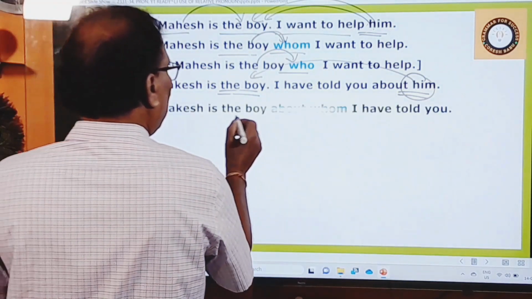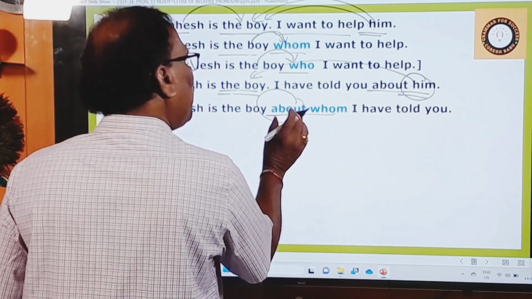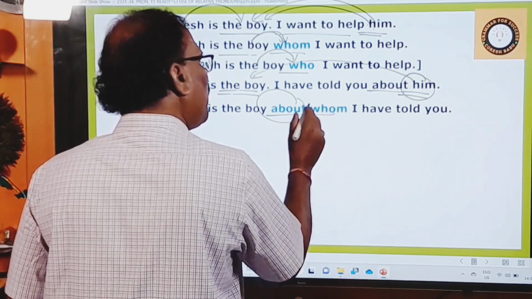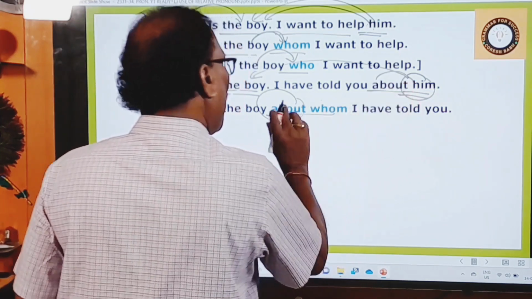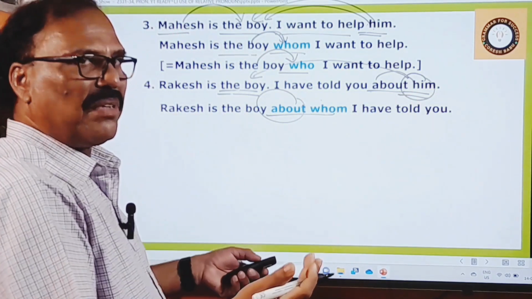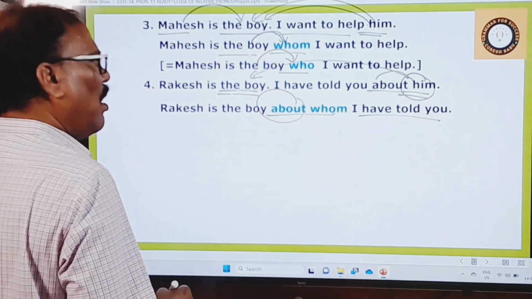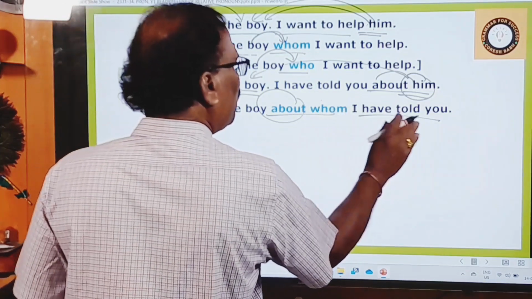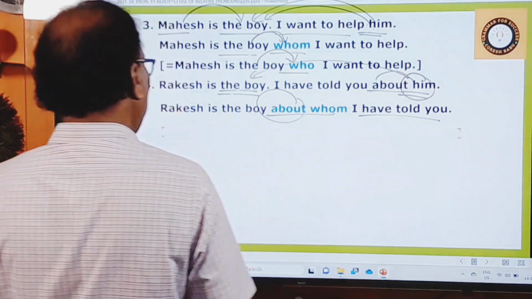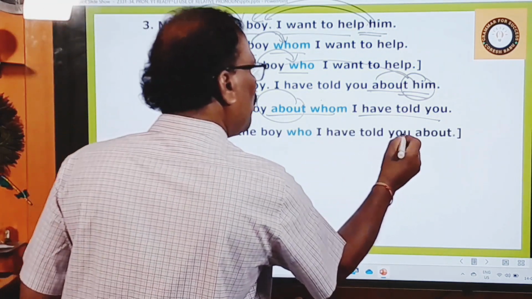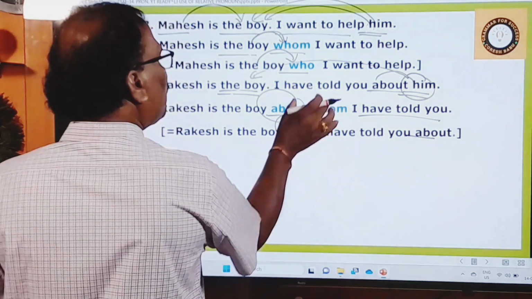Here how? This is the boy about whom. If there is a preposition, it should be used before the relative pronoun. About him is replaced by about whom. Rakesh is the boy about whom I have told you. Or you can also say Rakesh is the boy whom I have told you about. In that way also you can say. Rakesh is the boy who I have told you about. That is informal English; the other is formal English.